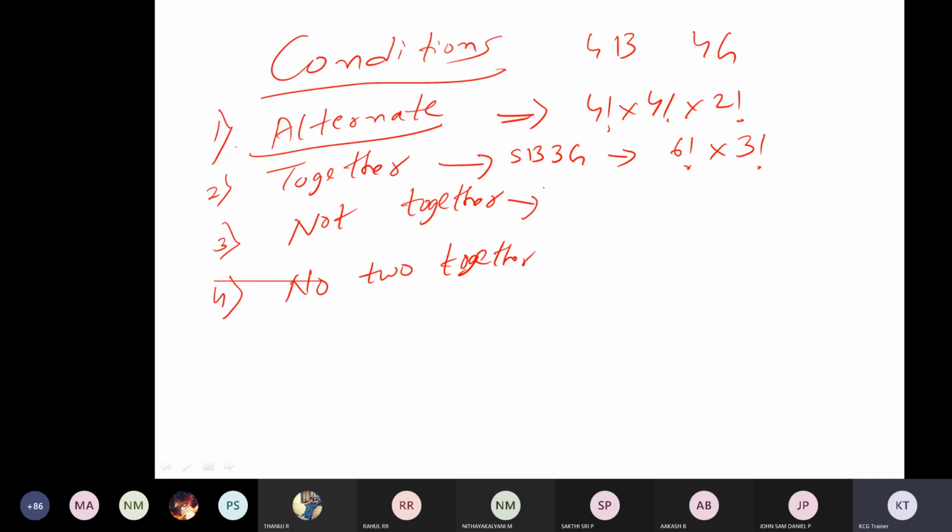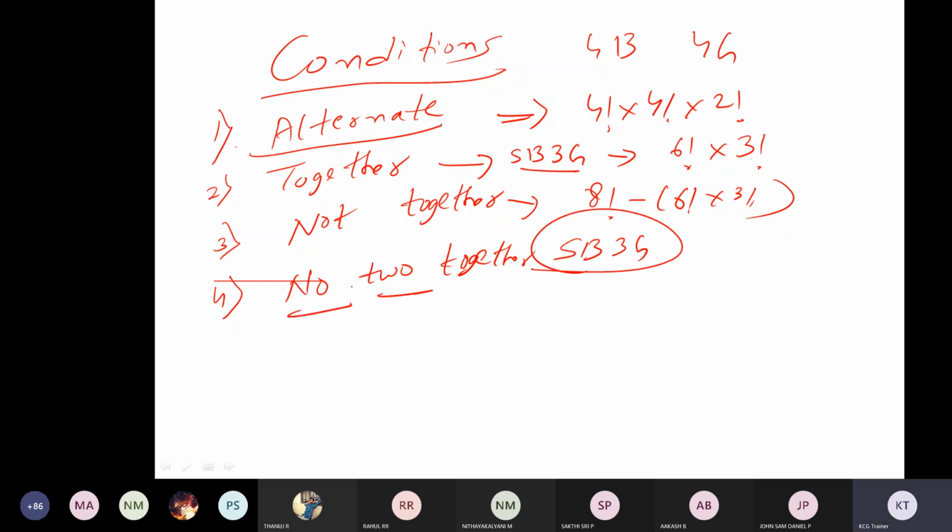My next question, 3 girls not together. The same question, 3 girls not together. 8 factorial minus 6 factorial into 3 factorial. That's all done. My next question, same 5 boys, 3 girls, but I want that no 2 girls together.